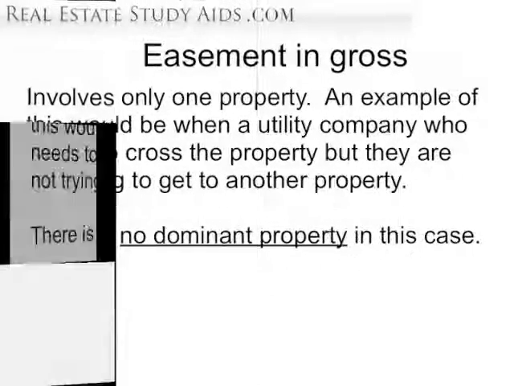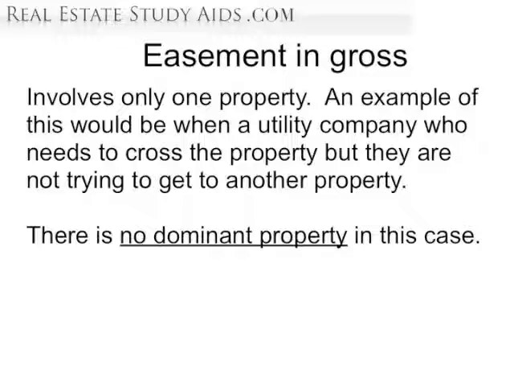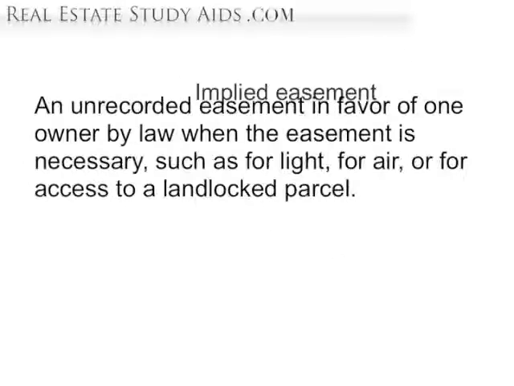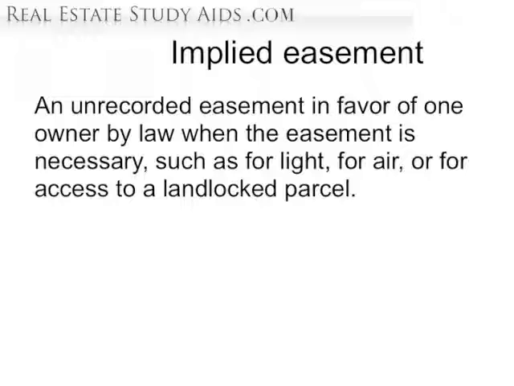An easement in gross involves only one property. An example of this would be when a utility company needs to cross the property, but they are not trying to get to another. There is no dominant property. An implied easement is an unrecorded easement in favor of one owner by law when the easement is necessary, such as for light, for air, or for access to a landlocked parcel.